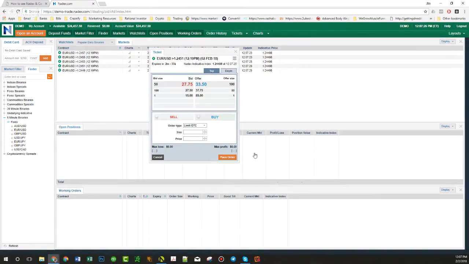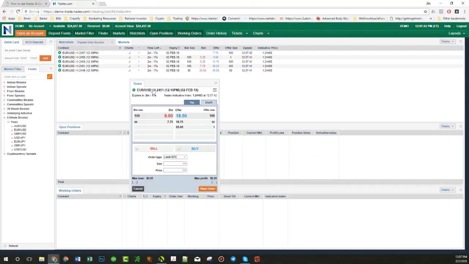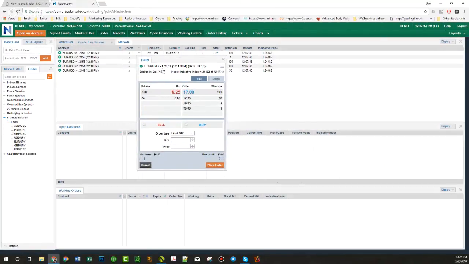Okay, so let's say I think that by 12:10, right now it's 12:07, so in 2.5 minutes, the price is going to end above 1.2451. That's what this is saying. When I pick this level, I am saying that the price is going to go above 1.2451 in the next 2 minutes and 11 seconds. If I believe that to happen, then I would place a buy order.